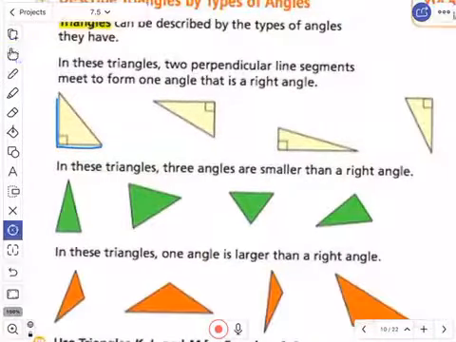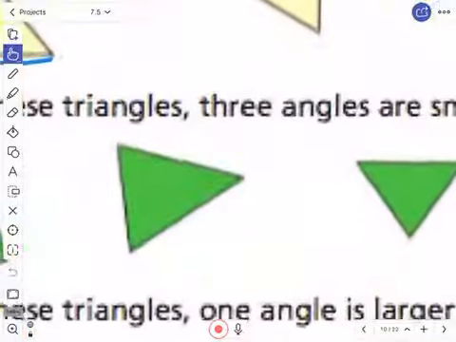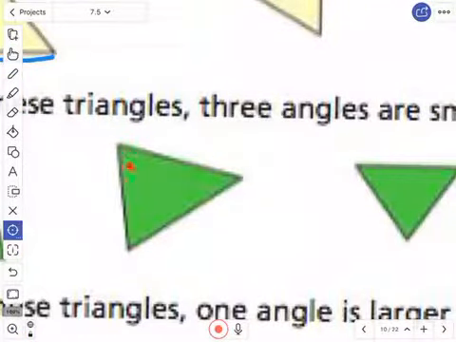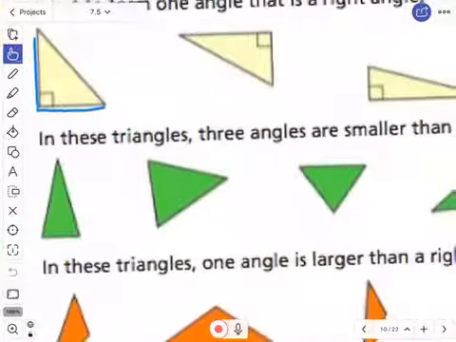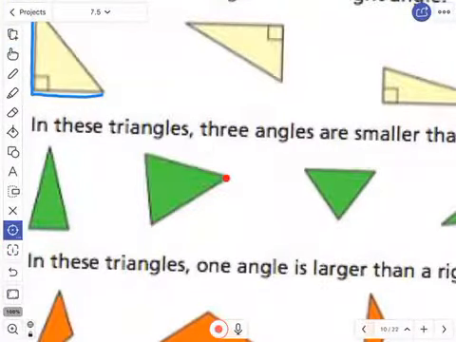So again, these are the right angle triangles, right triangles because they have a right angle. These triangles, three angles are smaller than a right angle. When I look at this, there's no way I could fit a book in that corner. So that's not a book. That's not at 90 degrees. I couldn't fit a book there, and I couldn't fit a book there. So all three of those angles, this one, this one, and this one, they're smaller than 90.